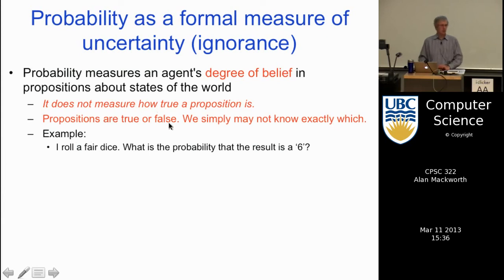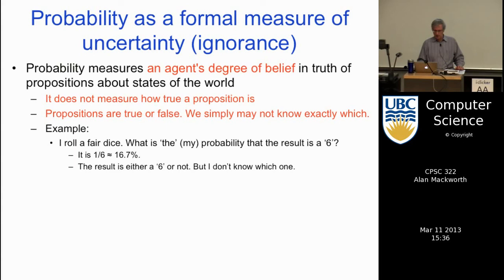Every proposition in our world is either true or false. We just don't actually know which is which, right? So when you roll a fair dice, if I tell you it's fair, then what is the probability the result is 6? Well, there's no answer to that question. You might have said 1/6, but you're wrong, because there's no such thing as the probability. It's actually, if I know that it's fair, then my probability is 1/6, which is 16.7%. It's either a 6 or not. I don't know. I haven't looked at it yet, right?